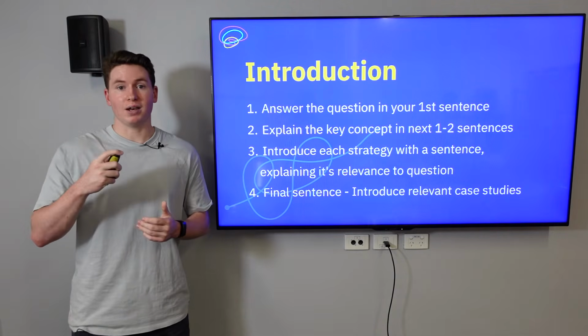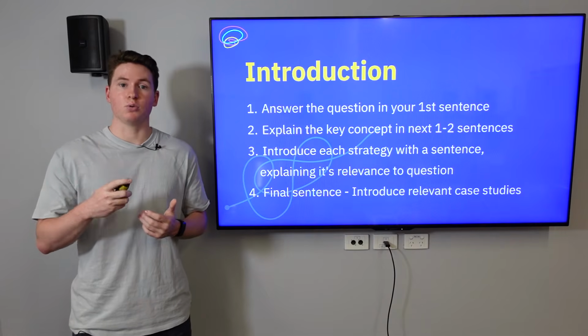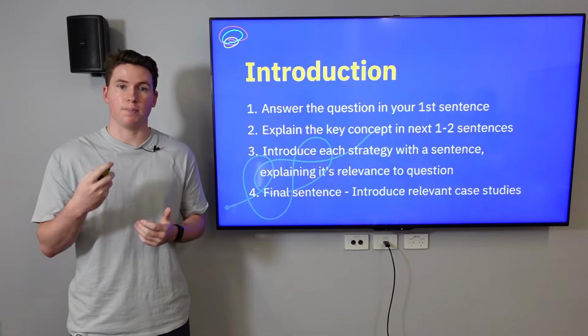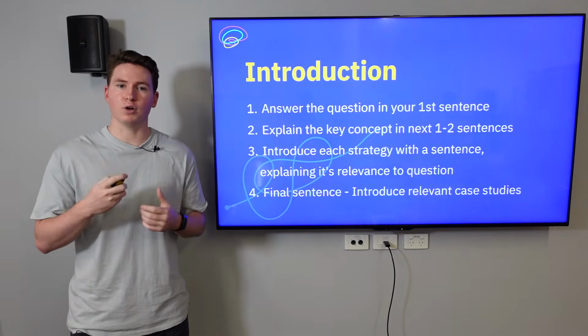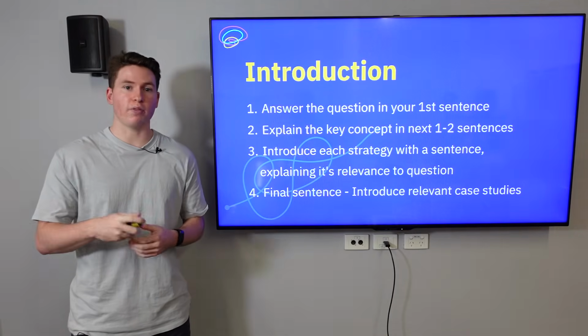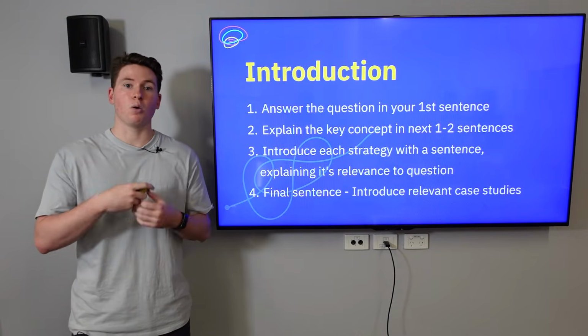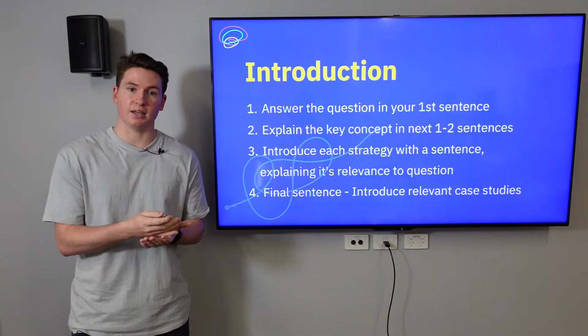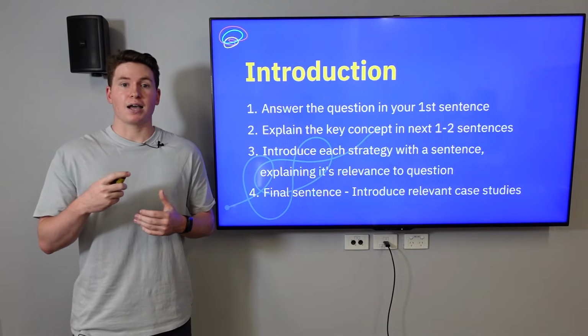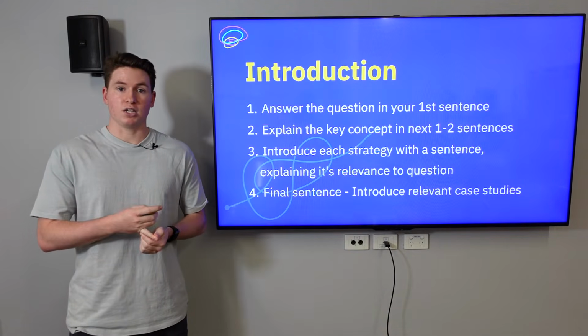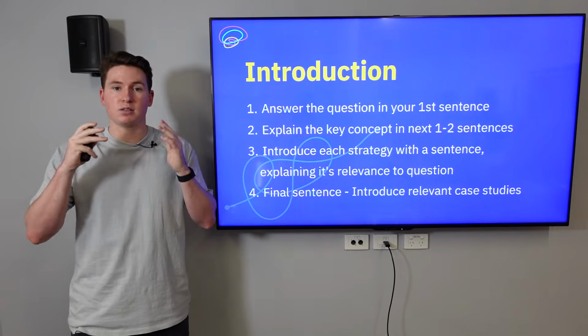Then you're going to take 1 sentence per strategy you use to introduce it and discuss a potential benefit related to the question. This is really important so that the marker is informed of what they're going to be reading about. They want to know what strategies you're talking about immediately. And by providing a benefit, the marker knows that you're able to link this strategy to the question and they're in a positive headspace right away.